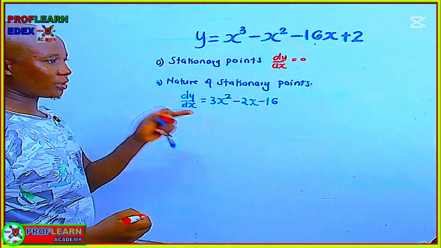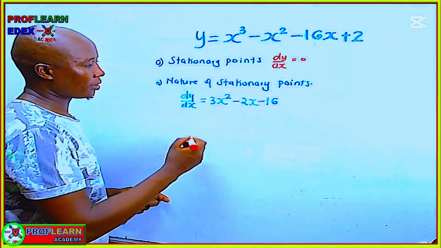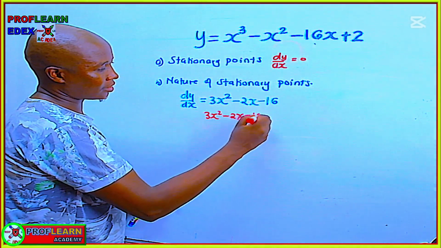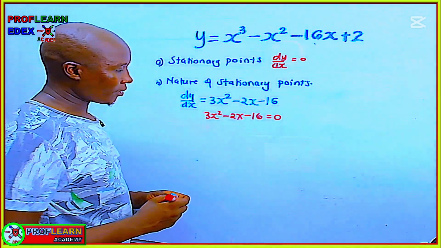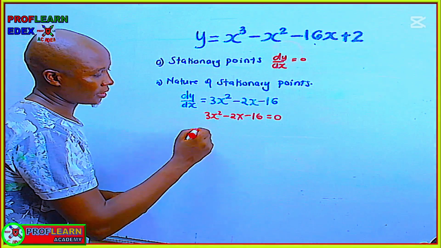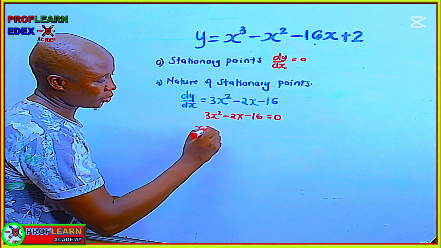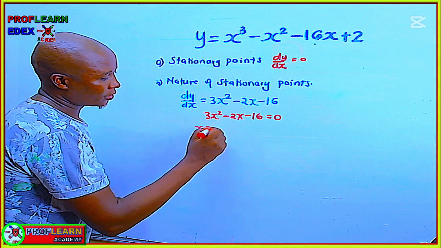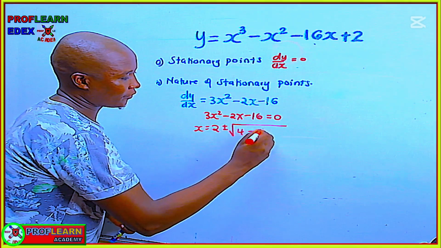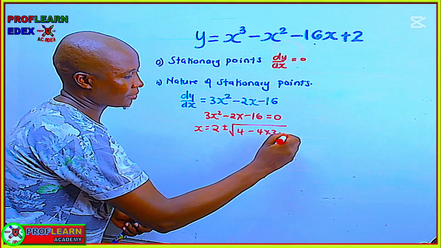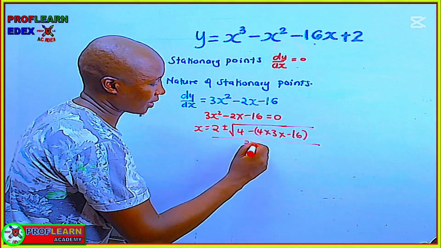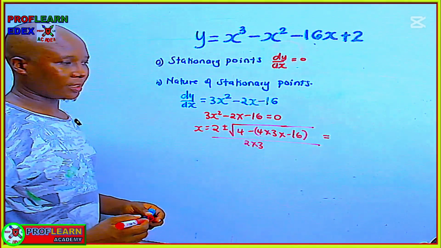So this equation that we are having here, if we are working out the stationary point, we are going to say this will be 3x squared minus 2x minus 16 is equal to 0. We are going now to work out the solution of this, and we're going to say x is equal to minus b, which becomes 2, plus or minus the square root of b squared, which would be 4, minus 4 times a, which is 3, times negative 16, divided by 2 times 3. And if we work this out, we're going to get our answer.